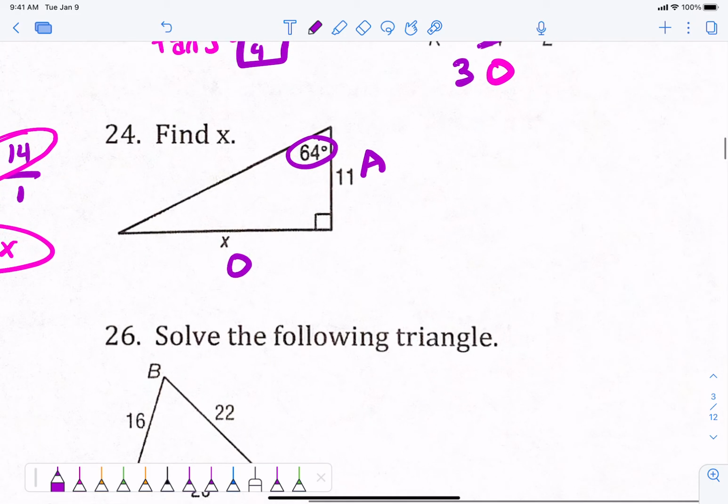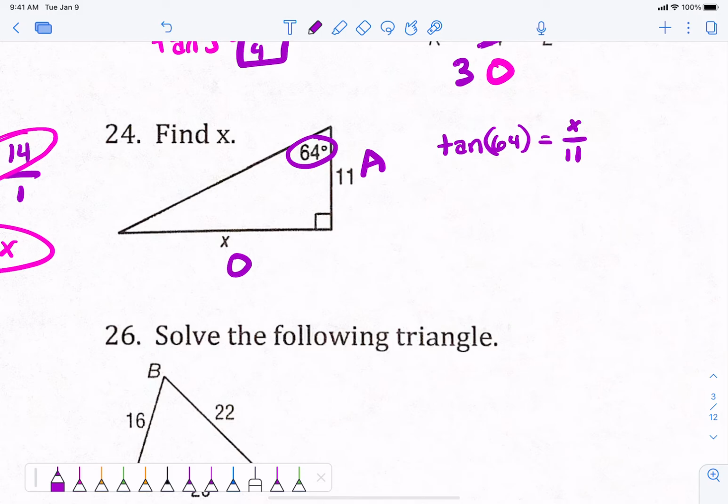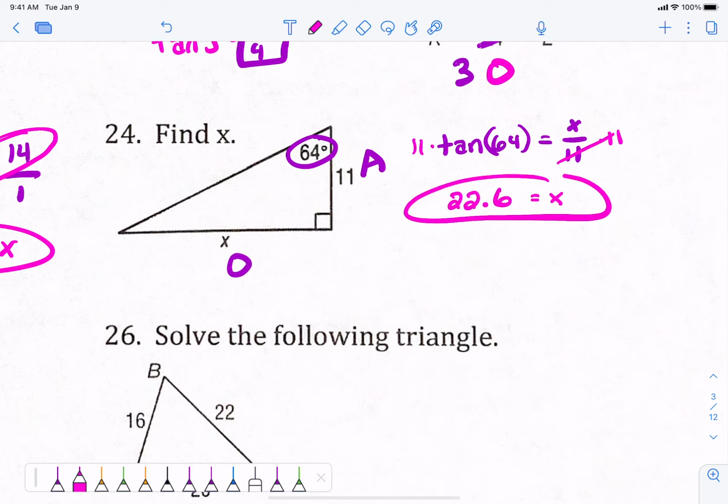That's the key, okay? Which trig function are we going to use? Tangent of 64 is equal to opposite over adjacent. Opposite goes first, X. 11 goes on the bottom. Times 11, so 11 times tangent of 64. 22.6. Okay, 22.6 is that side. Does that seem appropriate? Yes.